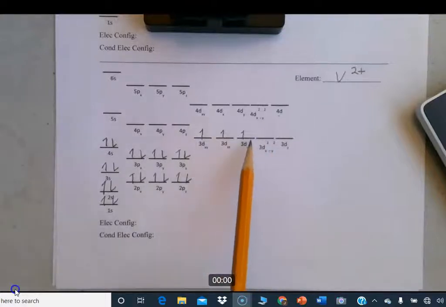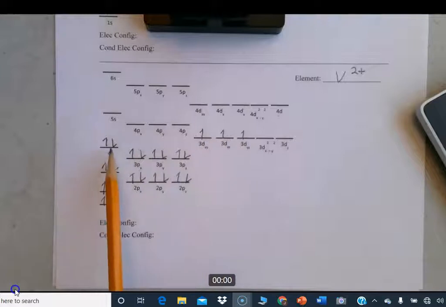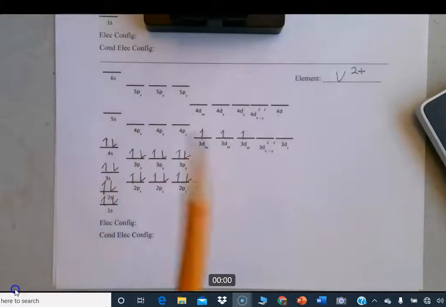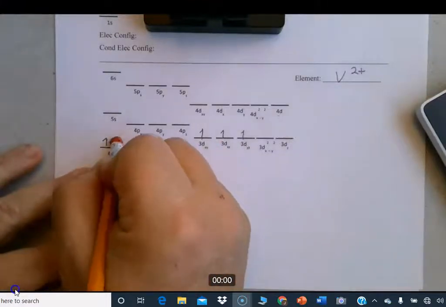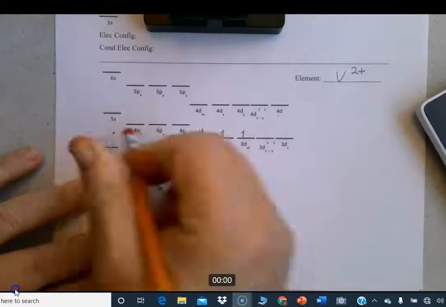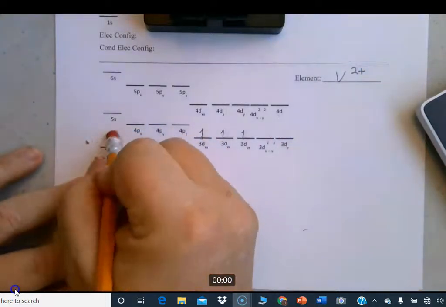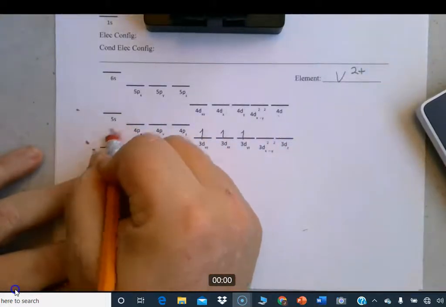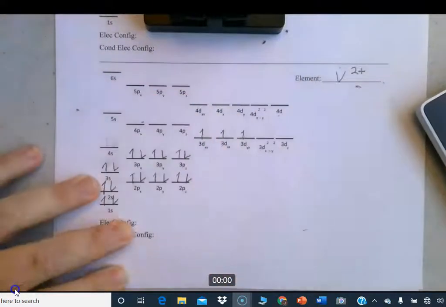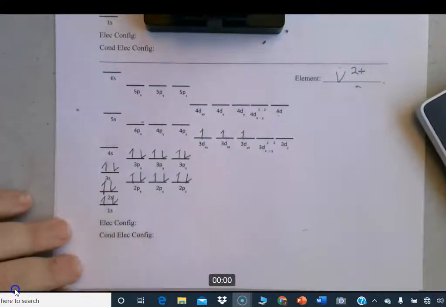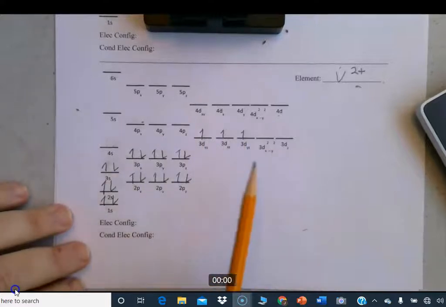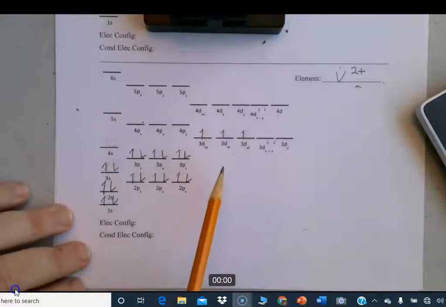The answer is you do not take them from here. You take them from the 4s. Yeah, it's just something you got to get used to. It's the 4s that's going to ionize first, not the 3d. So you're going to take them from here. You got to take away 2 electrons. That's what the 2+ is telling you. So I've taken them away from the 4s. So that's going to be the electron configuration of a 2+ ion of vanadium.